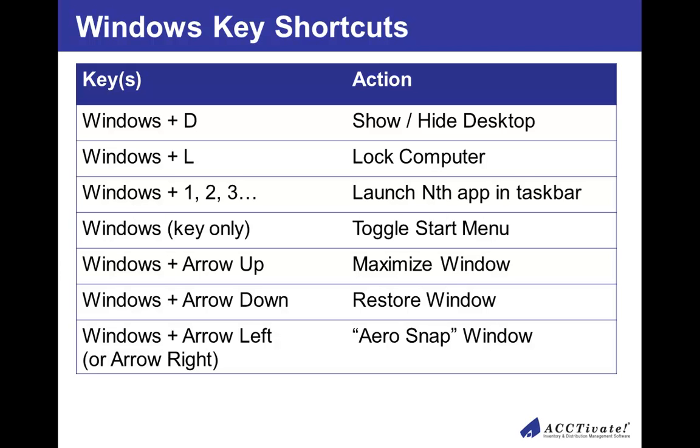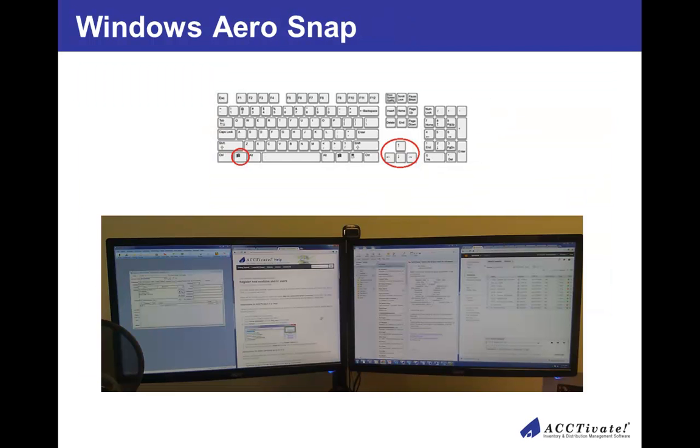And then Windows up, down, left, and right. Those are some really nice tools to maximize, restore windows, and then snap them to the left and right. Arrow snap is the term that Microsoft uses, and that's kind of an obscure word. But I just took a picture earlier of my desk just to show you an idea of how this could work. So if you've got two monitors, this is especially important.